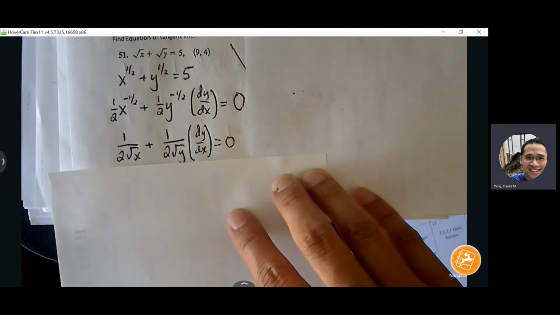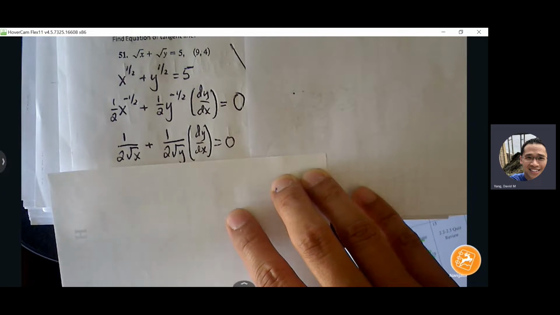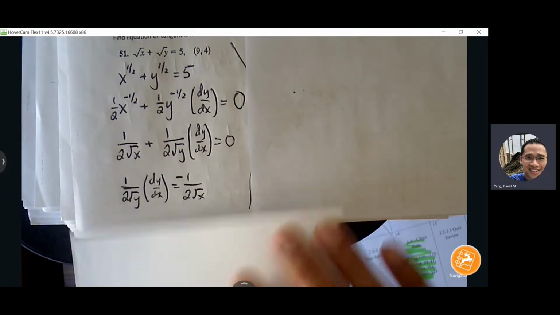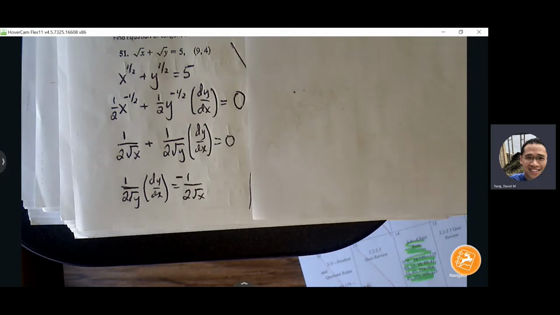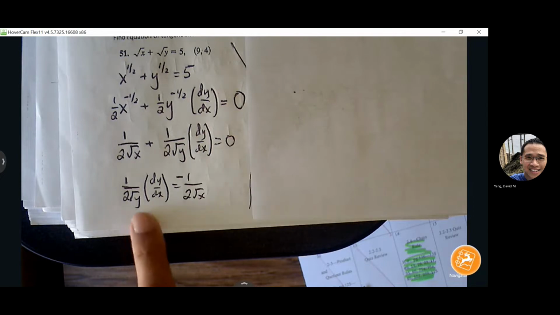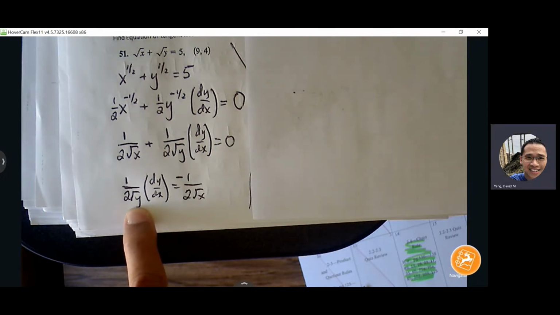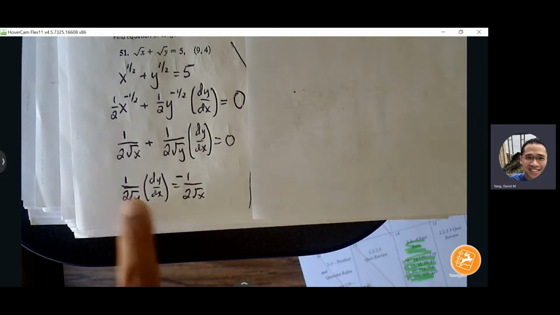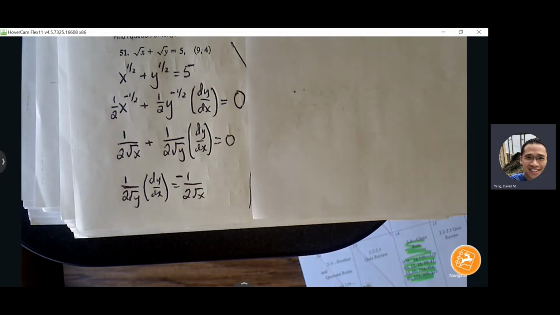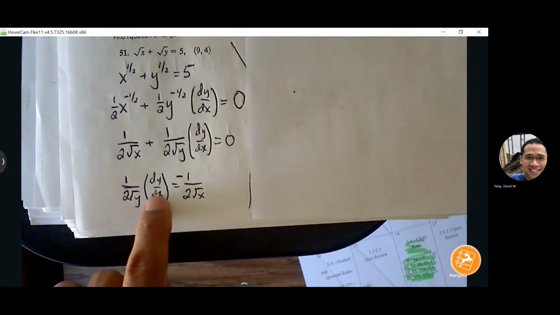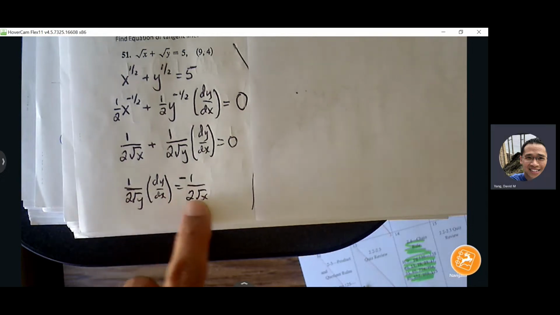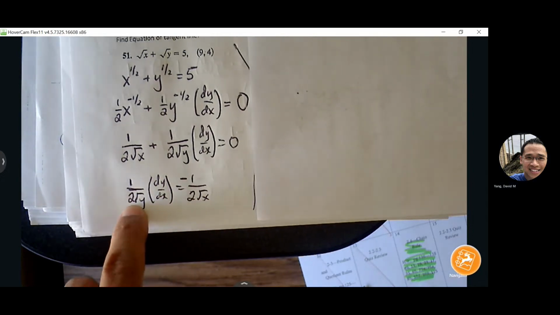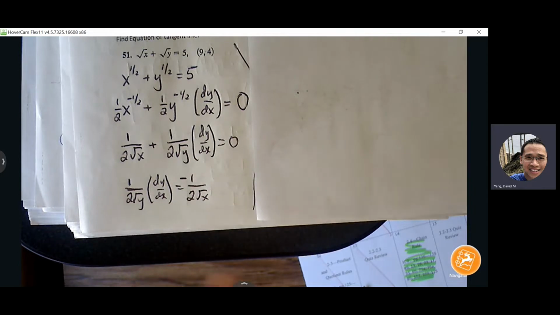So we'll subtract the 1 divided by 2 root x to the other side. Okay. What's next? Divide by the fraction, right? That's kind of ugly. So dividing by a fraction, though, is the same thing as multiplying by the reciprocal. So that feels a little bit cleaner. So I'll do negative 1 over 2 root x times 2 root y over 1.